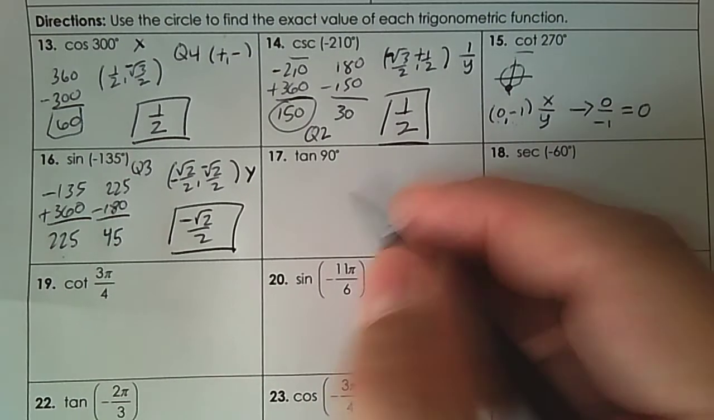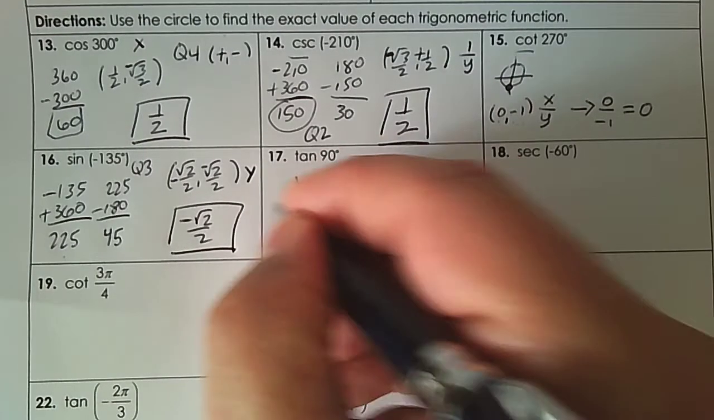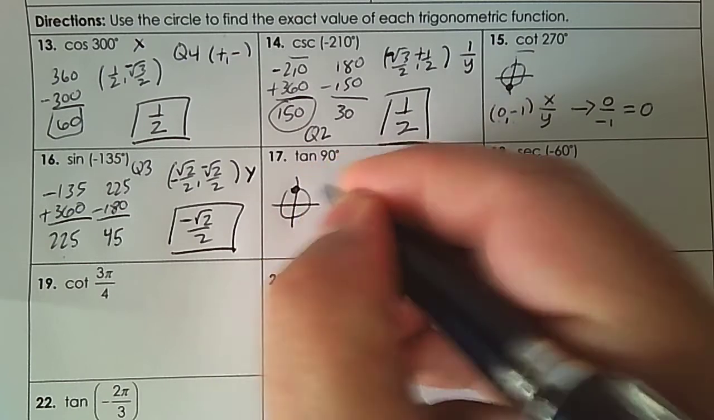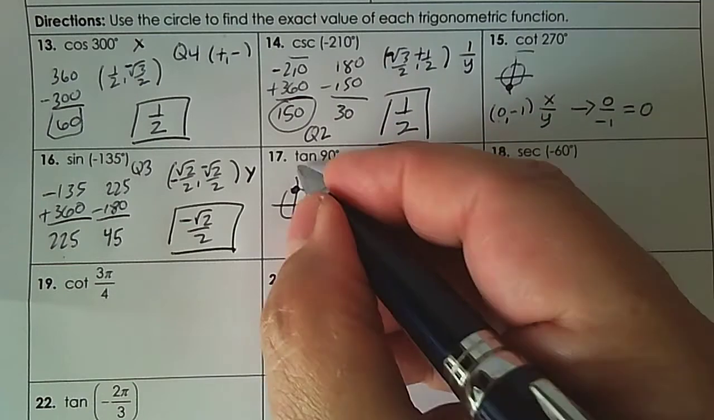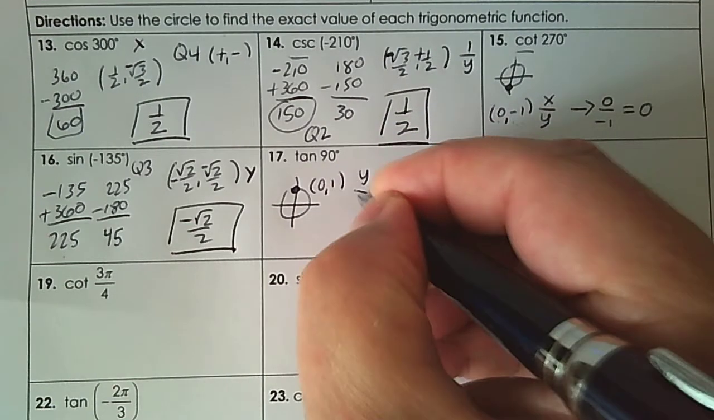17, 90 degrees. What point goes with 90? Well, 90 is at the very top of the circle. And that point at the top is 0 and 1. What's the definition of tangent? Tangent is y divided by x.